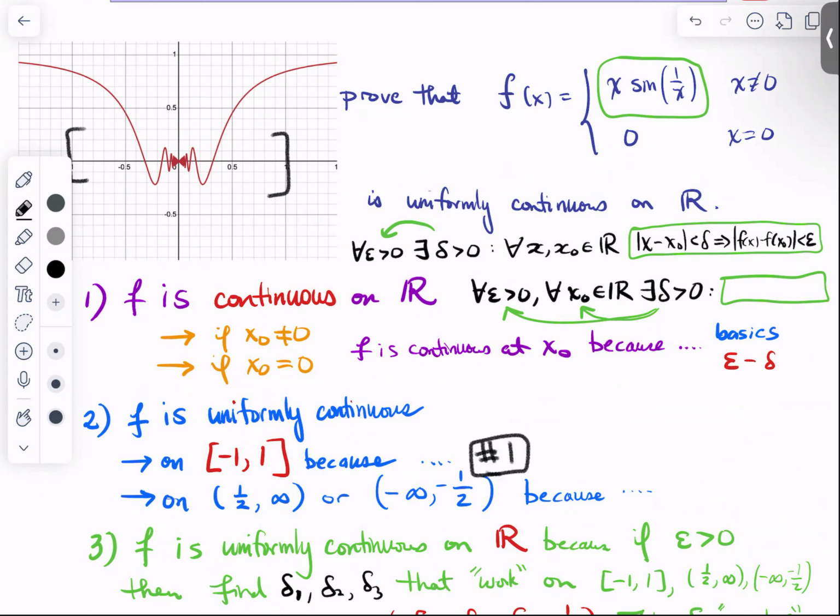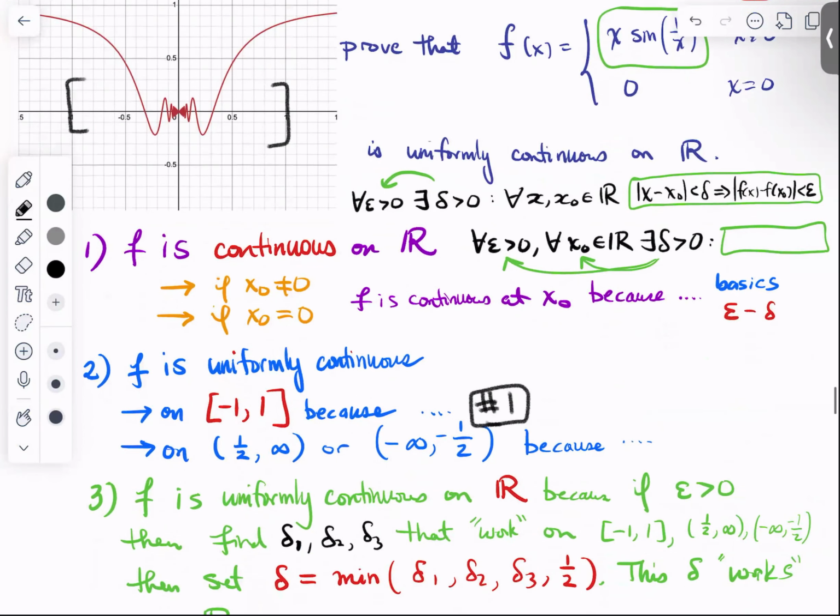And so from that theorem, which is itself a lot to prove, we know that no matter what epsilon we pick, there is going to be a delta that works for any points that we choose inside of this interval here. Okay? So we're on our way towards solving this problem.